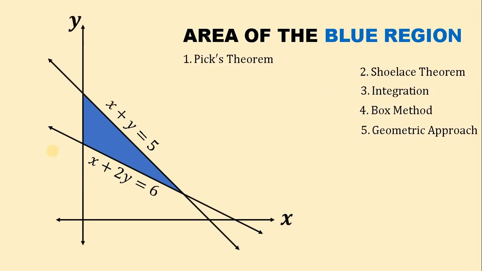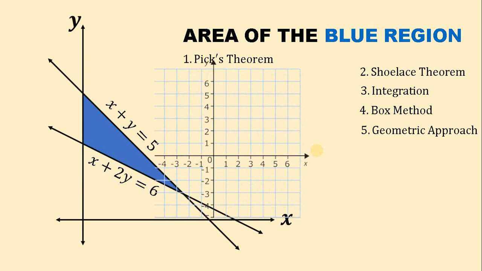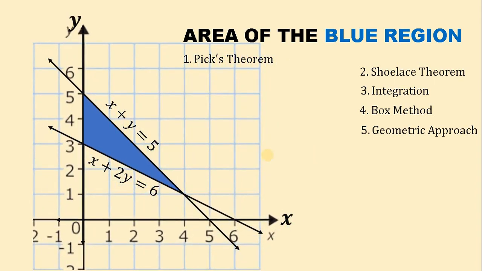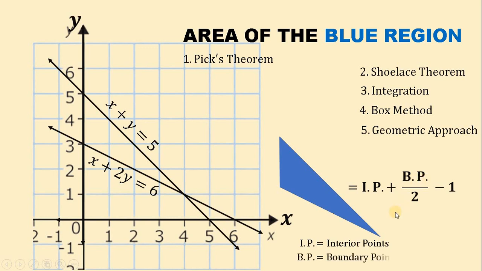So how can we solve this problem using Pick's theorem? To do that, we need to put this area inside the Cartesian plane, most probably on the first quadrant. So let's do that. And now, the area of this region must be computed using this formula. We have IP plus BP over 2 minus 1, wherein IP must be the interior points, and BP must be the boundary points.